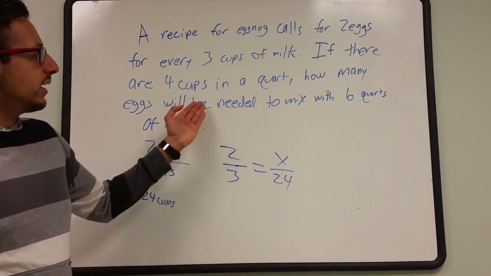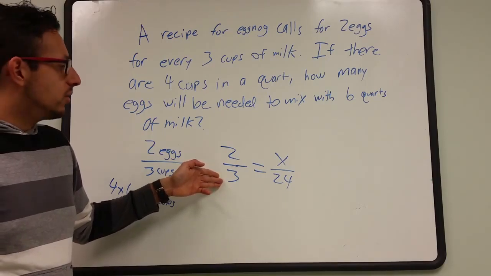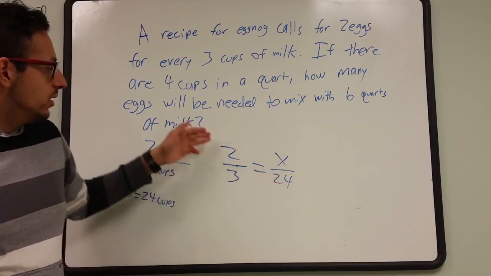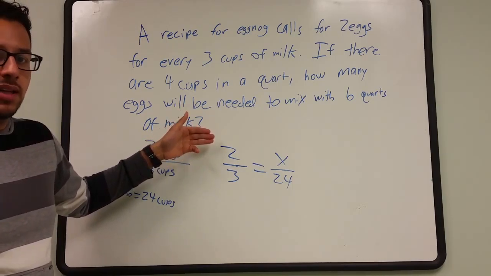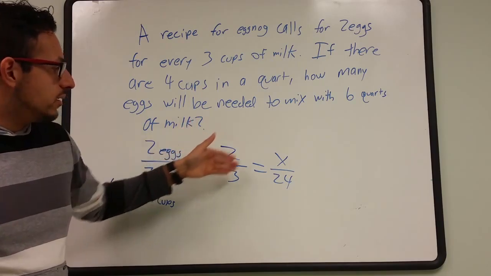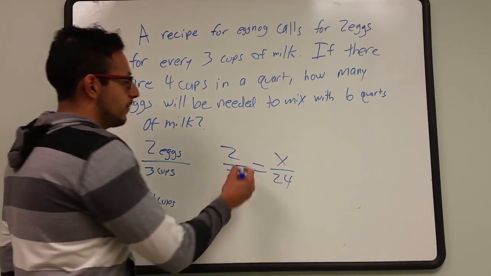So now we're looking for eggs, right? So we can write our ratio as 2 eggs to 3 cups of milk is equal to how many eggs for 24 cups of milk. So remember, the ratio has to be the same unit. Eggs to milk, eggs to milk. So now we're just going to cross multiply.